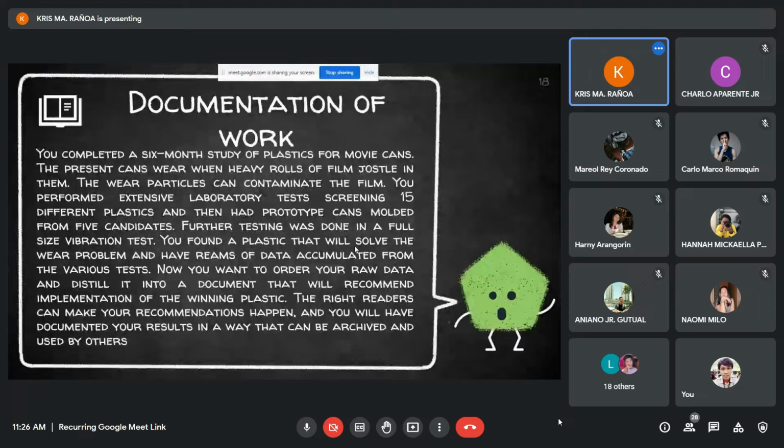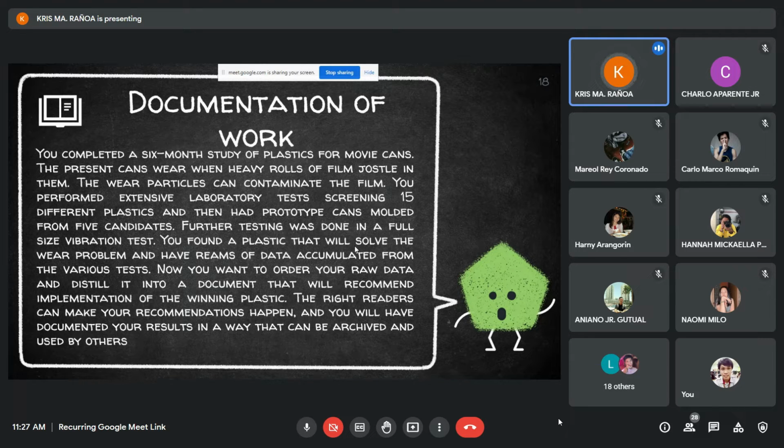Documentation of work. You completed a study of plastic for moving cans. The present cans wear when heavy rolls of film jostle in them. The wear particles can contaminate the film. You performed extensive laboratory tests screening 15 different plastics and then had prototype cans molded from 5 candidates. Further testing was done in full-size vibration test. You found a plastic that will solve the wear problem and have reams of data accumulated from the vibration test.